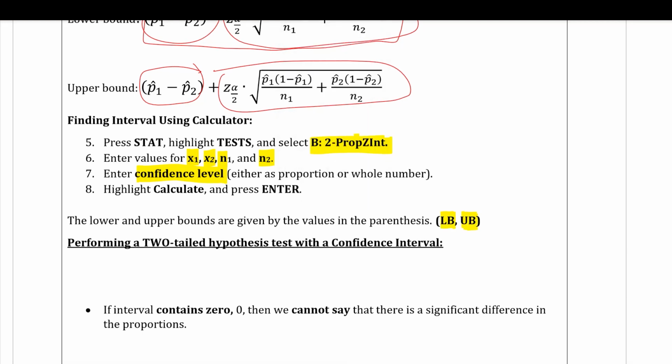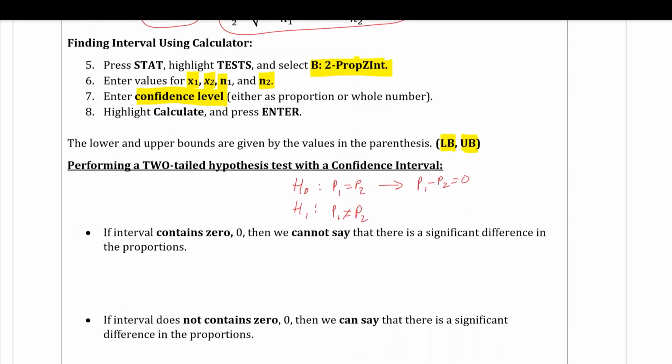And how is this test performed using a confidence interval? Well, for example, if we have a two-tail test, with the null hypothesis P1 is equal to P2, and the alternative hypothesis P1 is not equal to P2. Of course, P1 equal to P2 is the same as saying that there is no difference. Think of using a little bit of algebra to subtract P2 from both sides. You'll end up with P1 minus P2 is equal to 0. Now, if we get an interval that contains the 0, well, how can that be done?